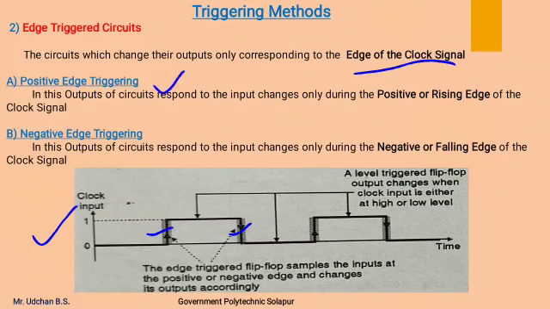Now we will see the positive edge triggering. In this, output of the circuit respond to the input changes only during the positive edge or rising edge of the clock signal, means the output is going to change only at the positive edge of this clock pulse, whereas in negative edge triggering, the output of the circuit respond to the changes in the inputs only during negative or falling edge of the clock signal. At this instant only the output is going to change with respect to the variation in the input. This is regarding the edge triggered circuits.